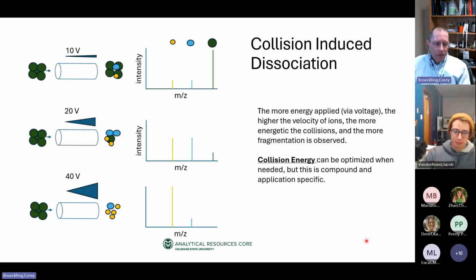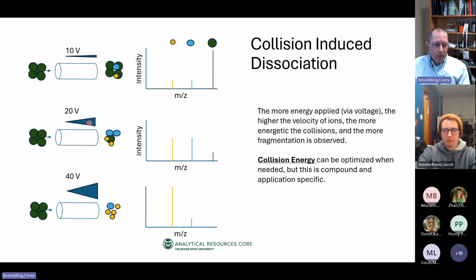And so the way that we use this then is we can apply a different amount of energy depending on the compound. And in this schematic here on the left, if we set our collision energy to 10 volts, which is relatively low, we send our green ion in. We still have mostly green ion coming out, but there's a little bit of fragmentation because we have added some energy. And we might see a little bit of our blue and a little bit of our yellow.